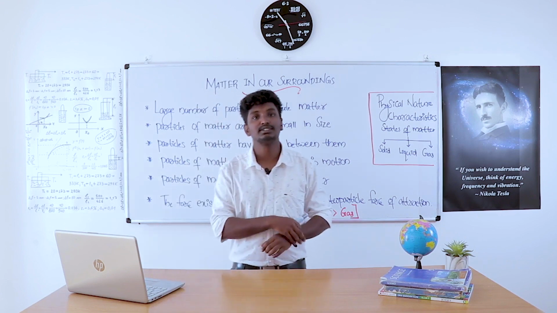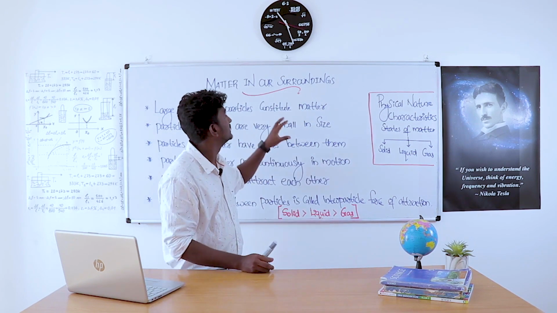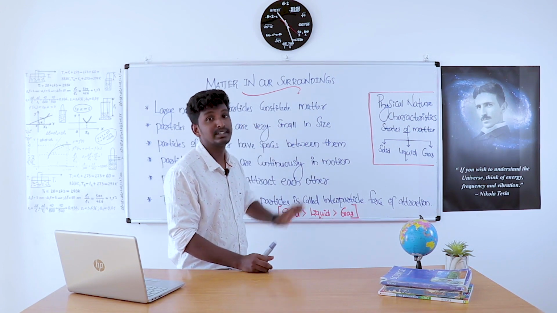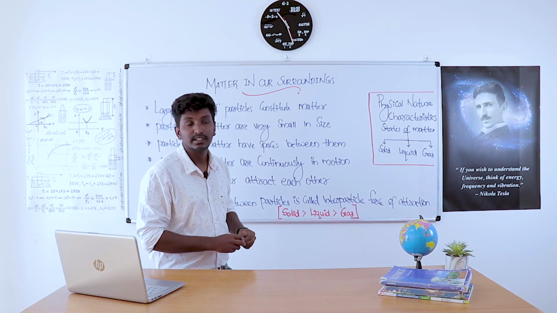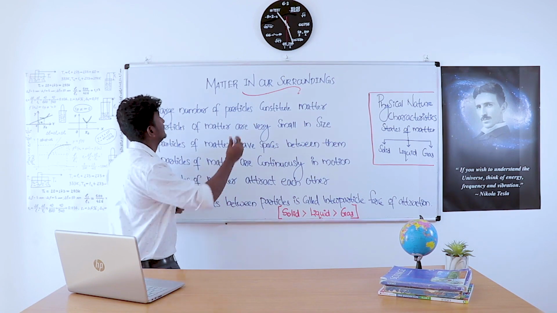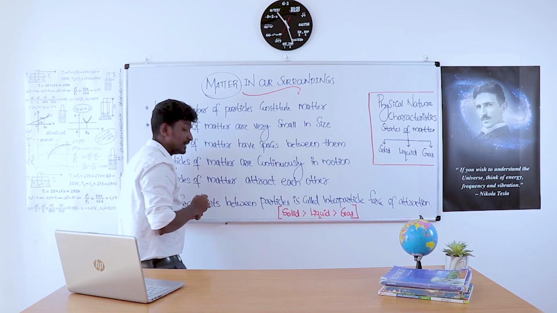These are the characteristics of evaporation. These all are the topics related to the first chapter, that is matter in our surroundings. Now, the first term itself, matter in our surroundings. That means, what is matter?